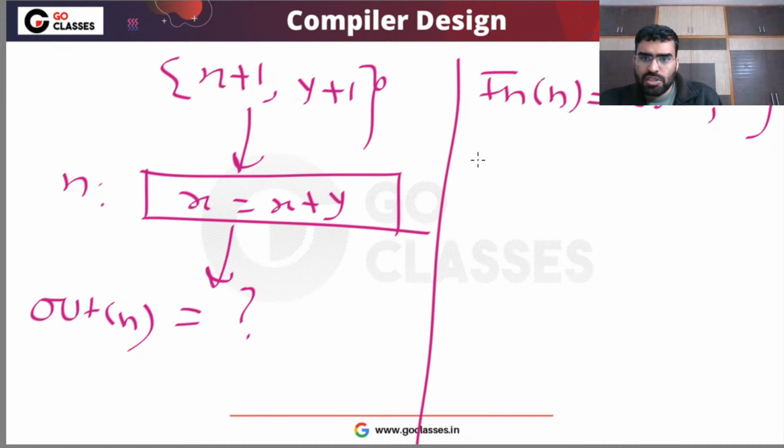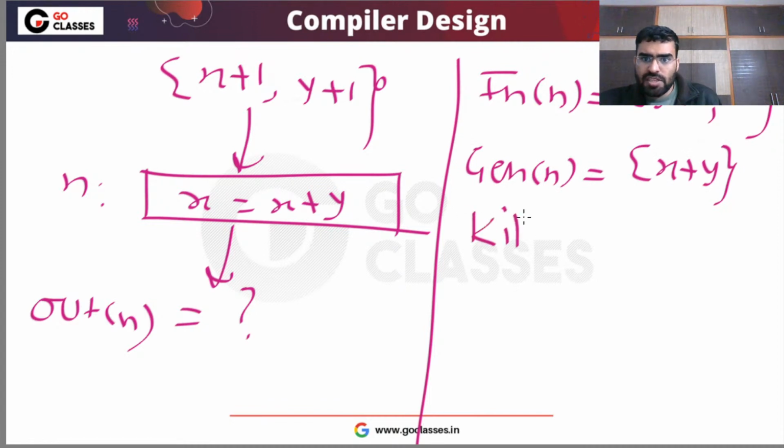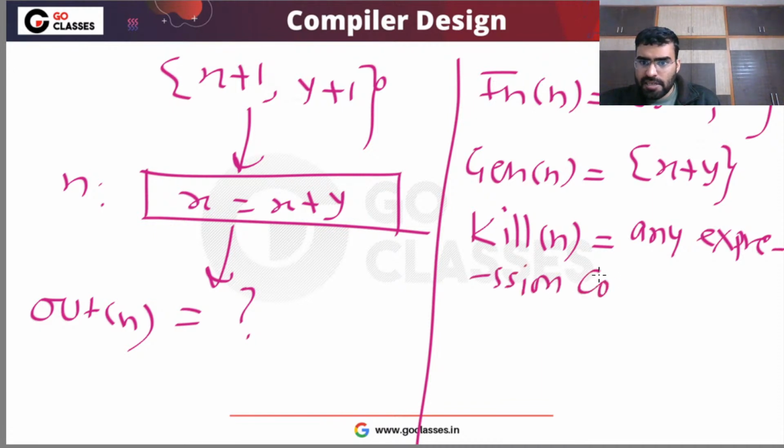And you can notice what is generated by n. X plus y is generated by n. And what is killed by n? Everything that contains x. Any expression containing x. Correct or not? Any expression containing x will be killed.